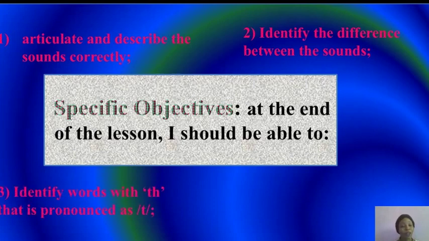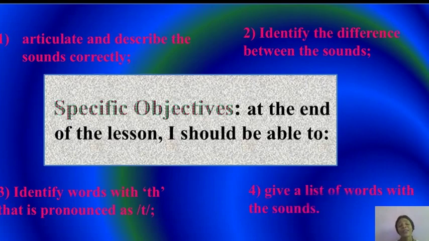Okay, number 3 specific objective states that you should be able to identify words with TH that is pronounced as T. In essence, those words are spelled with the letter TH, but that TH does not actually carry the sound. It is not pronounced with the soft TH sound nor the hard TH sound. It is rather pronounced with a T. So we'll be able to identify such words.